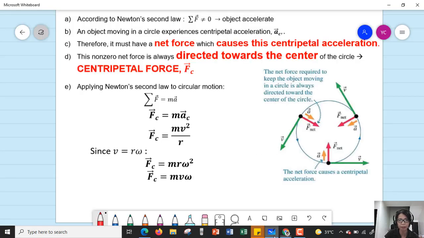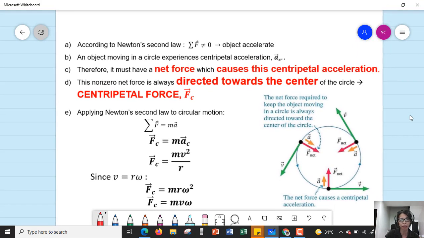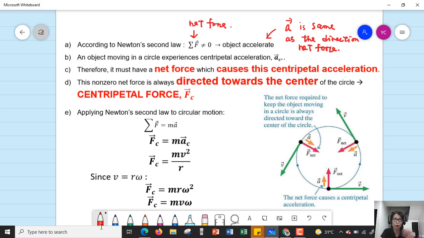We understood that according to Newton's second law that we already learned in topic 4, when the net force acting on an object is not equal to 0, the object will accelerate, and the direction of acceleration is the same as the direction of net force. The net force here, normally we write it as summation of forces. So we are going to apply Newton's second law to an object doing circular motion.